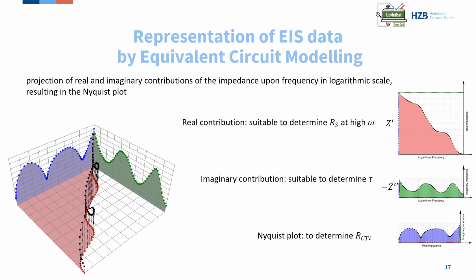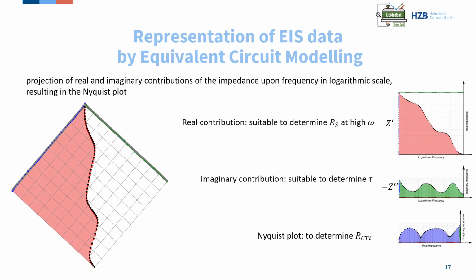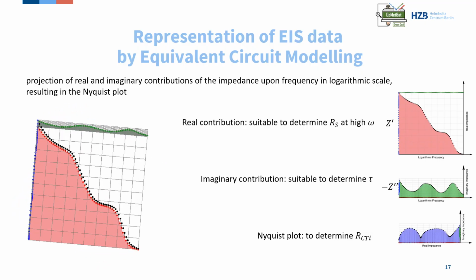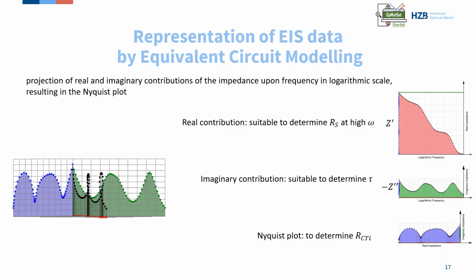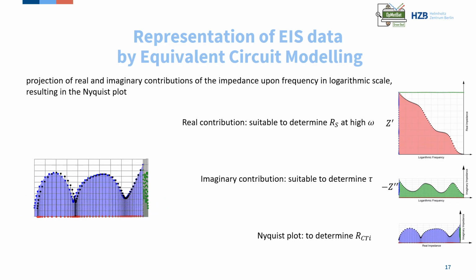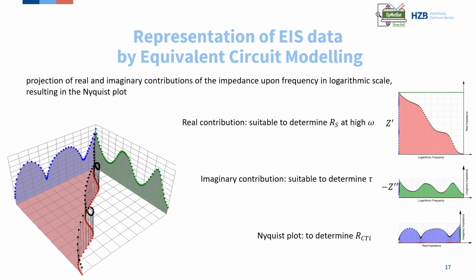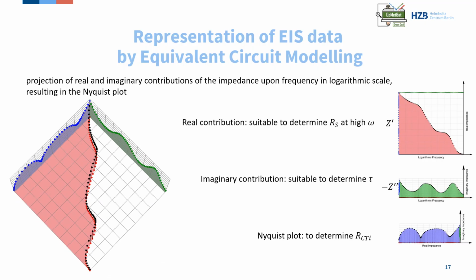For instance, the real part of the impedance can be used to determine the solution resistance at higher frequencies, while the imaginary part of the impedance is more sensitive to changes at certain frequencies and can provide the relaxation times. The resulting Nyquist plots are then suitable to determine the charge transfer resistances of these processes.